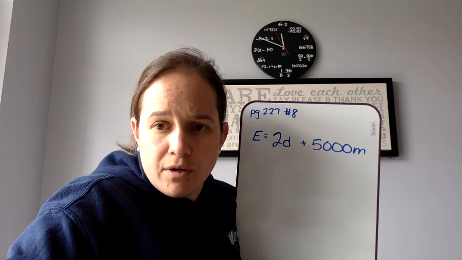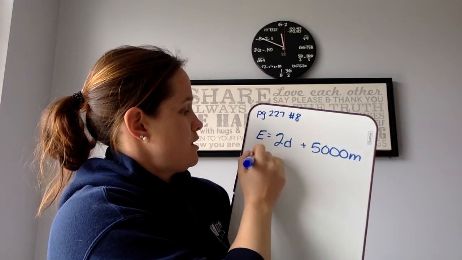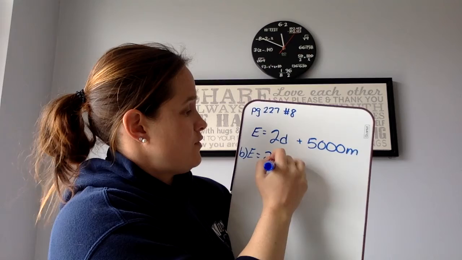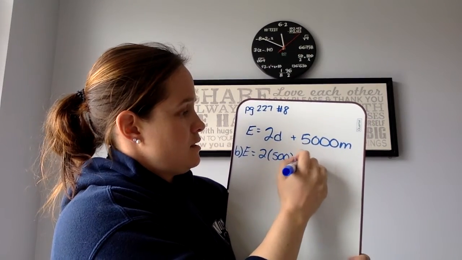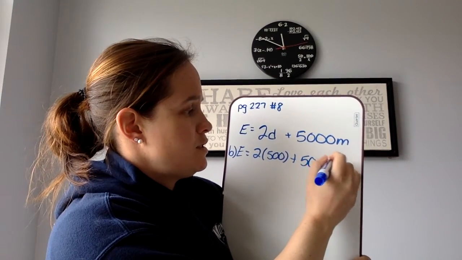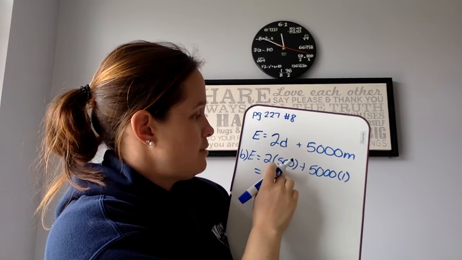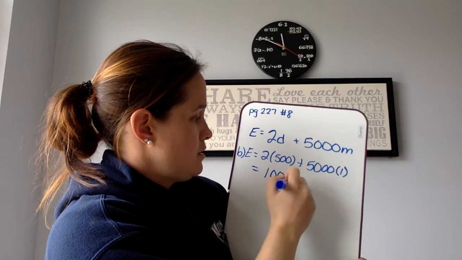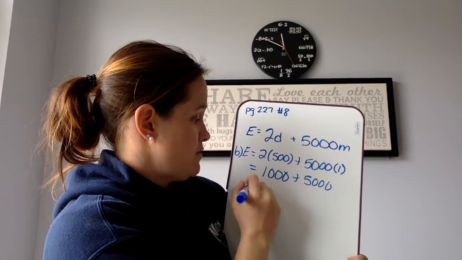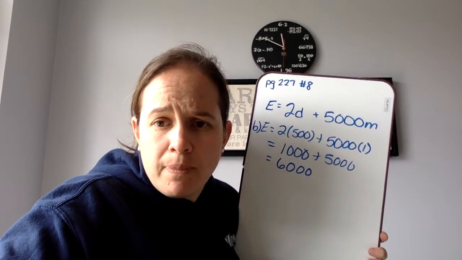How much will the winner earn after the first month if 500 CDs are sold? So our total earnings, this is part B. We know that he sold 500 discs, and after the first month, so we know it's only been 1 month. And then we simply solve. So 2 times 500 is 1,000 plus 5,000, because 5,000 times 1 is just 5,000. So we know that he will make $6,000 in his first month.